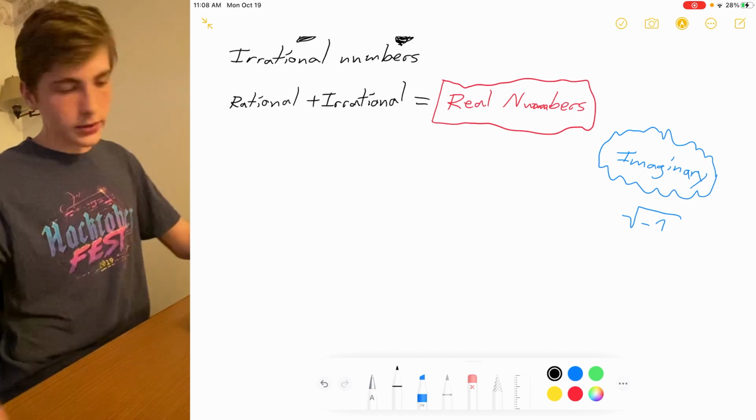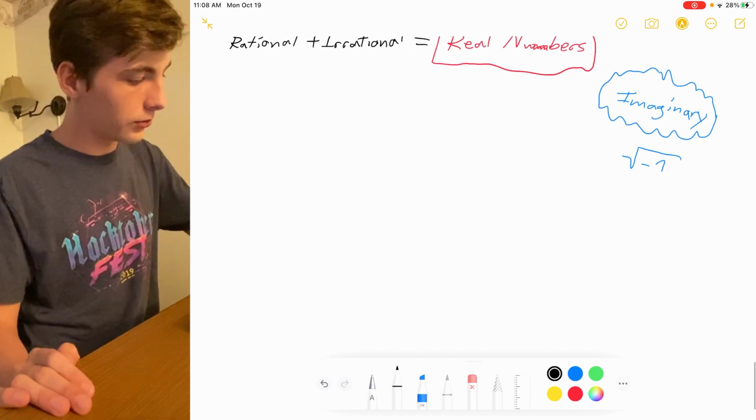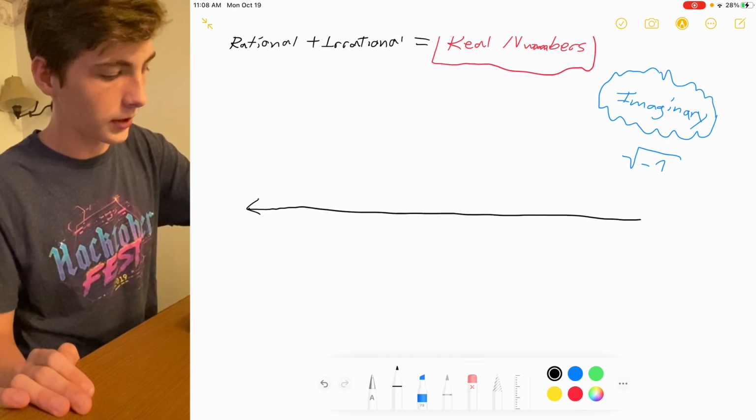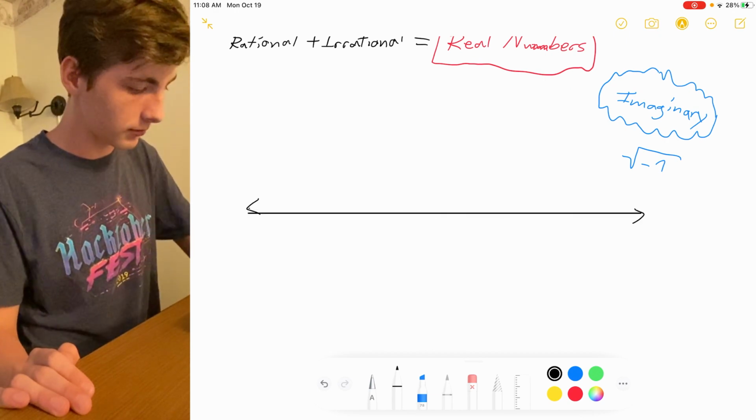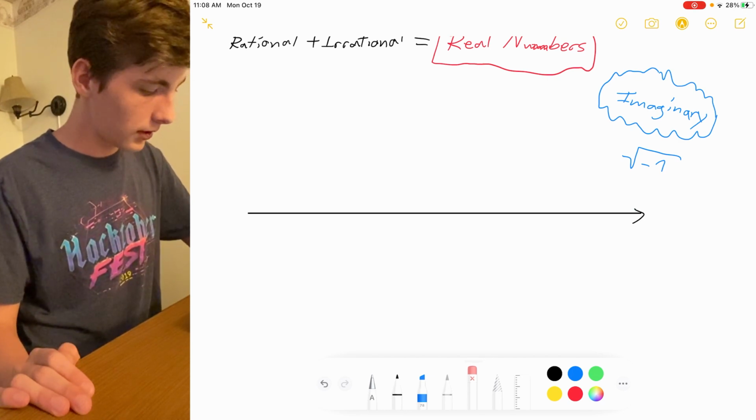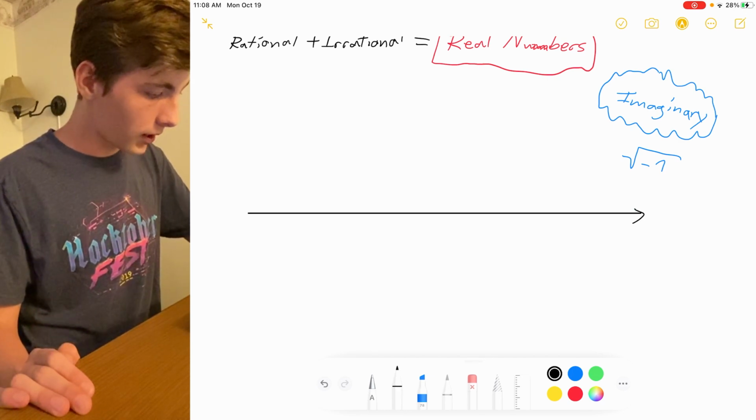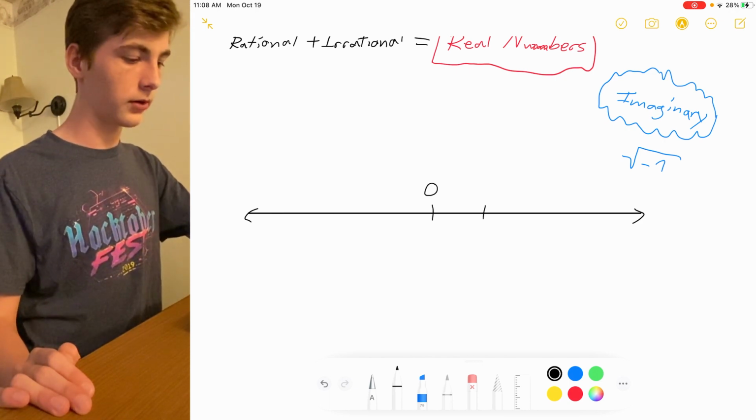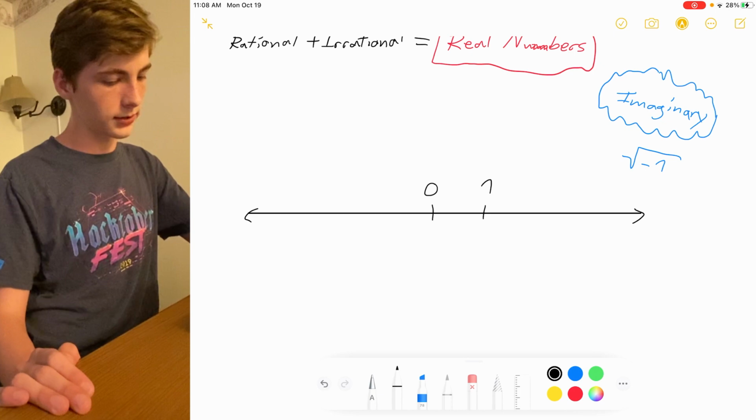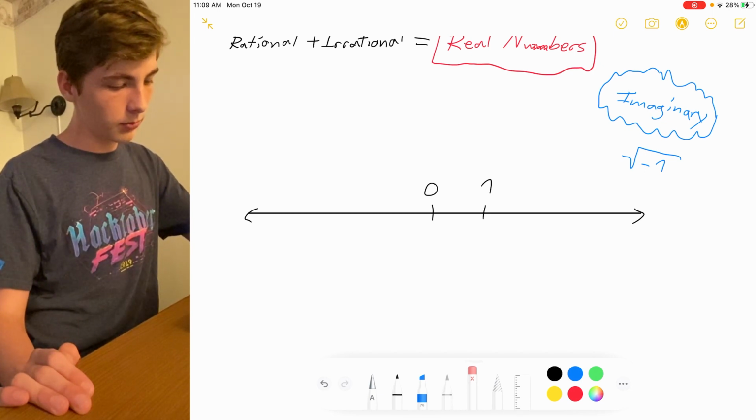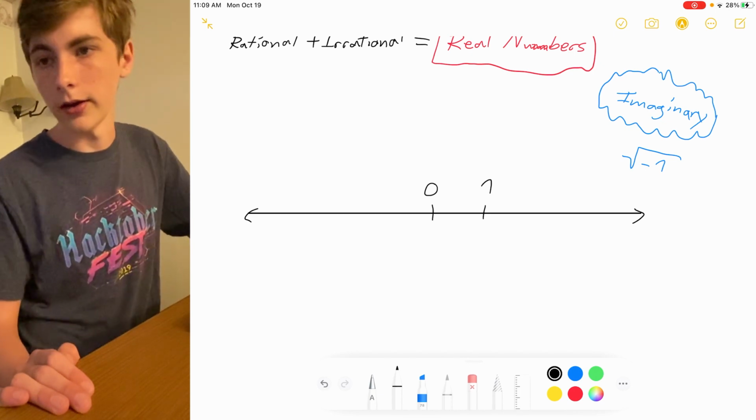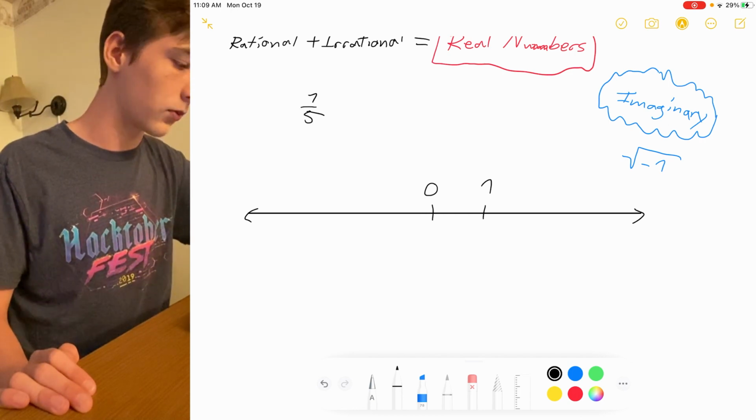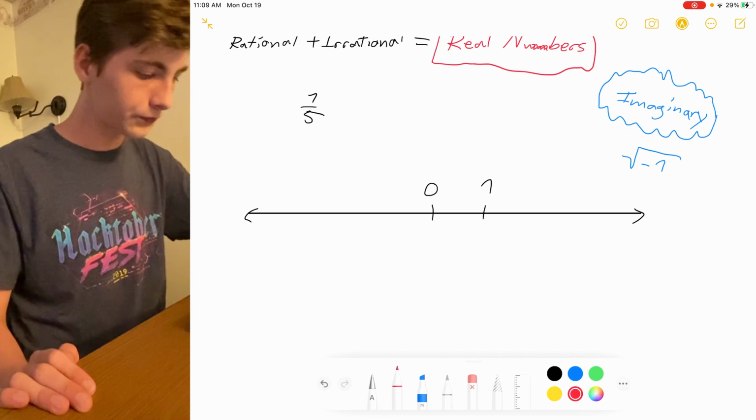So now that we have all these numbers, it's useful to know how to put them on a number line, right? If we have our number line and we start at 0, we're comfortable plotting the number 1 on here, right? That's pretty easy. But what if we wanted to plot a fraction? So what if we wanted to plot 1/5? Like, where would that go on this number line?